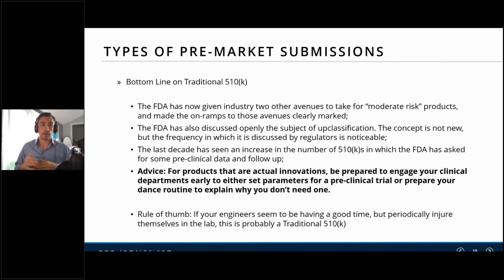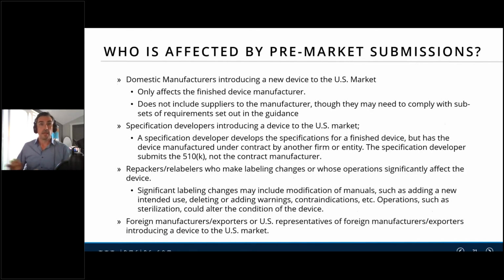Rule of thumb: if your engineers seem to be having a great time but periodically injure themselves in the lab, it's probably a traditional 510K. You see an engineer and their hair is standing on end because they electrocuted themselves, that is a traditional 510K. Get ready. That's the Super Bowl, for class 2s anyway.